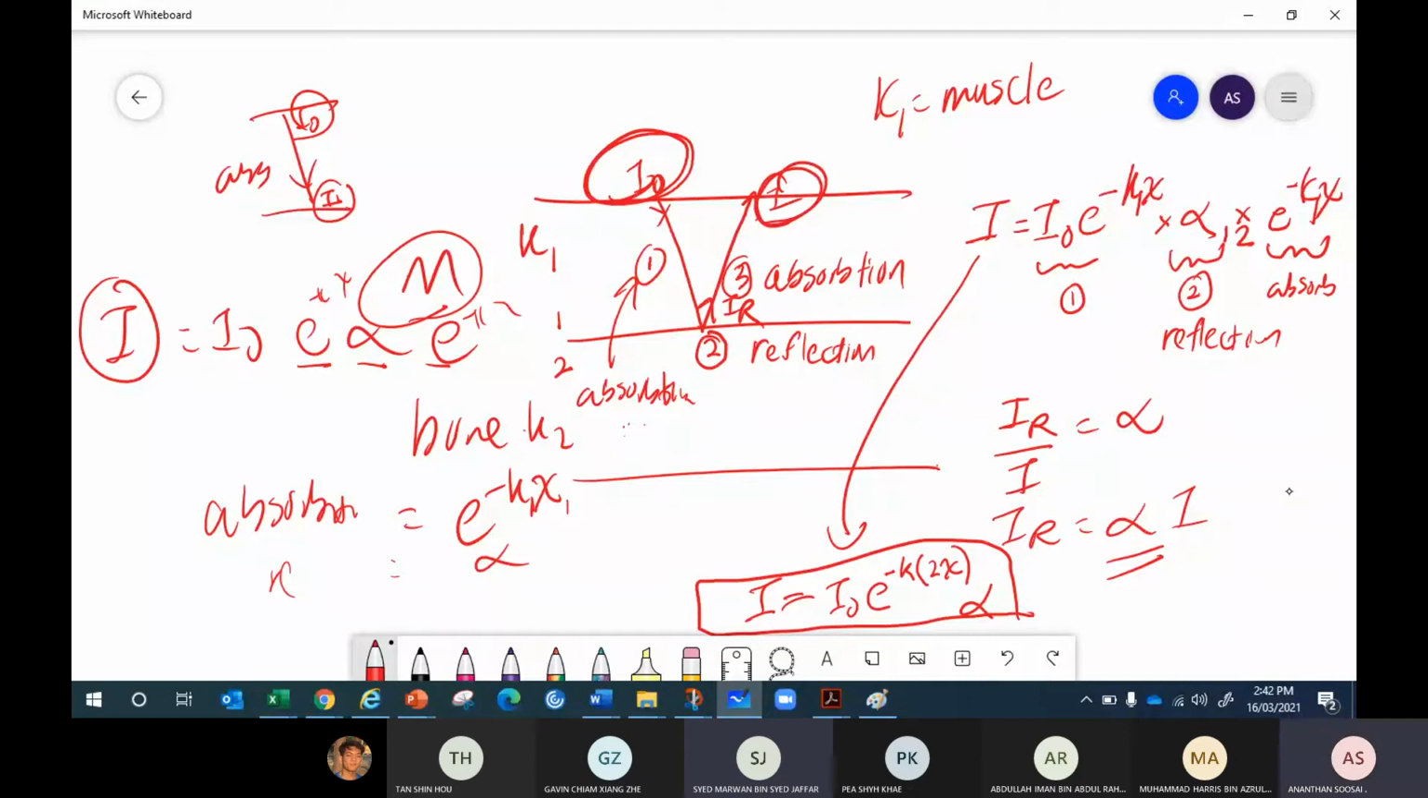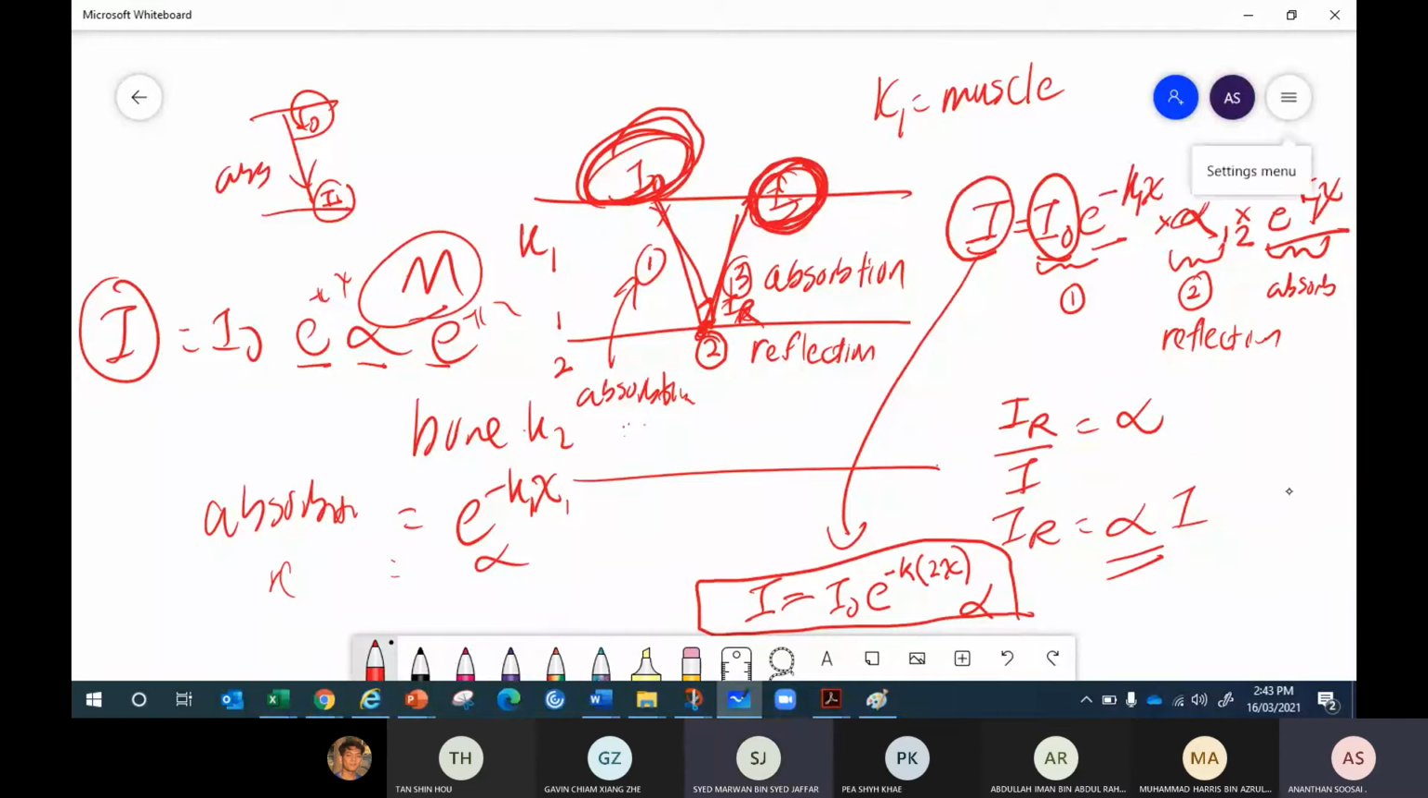Okay, hold on. I think you messed up. This I is the final I. Final I. This I naught is the original one. If two times absorption happen, two times you write e negative Kx, e negative Kx. One reflection, just multiply by alpha. It's automatically linked final to initial. But the IR in between?